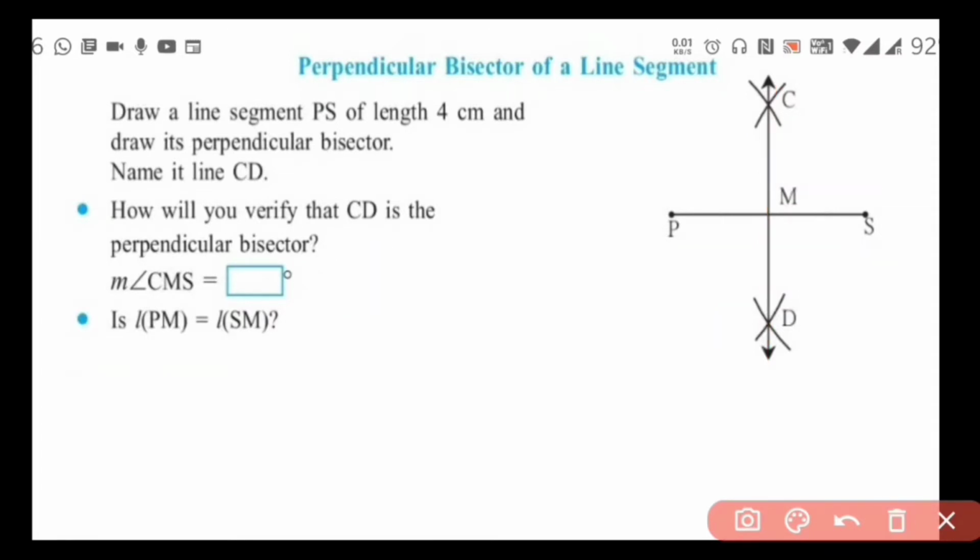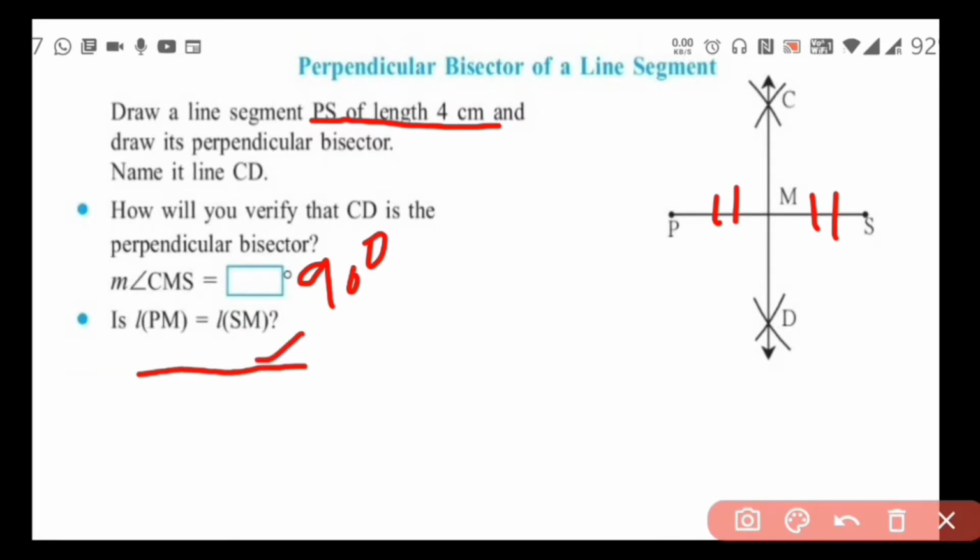Okay. Now next, we have to see whether length PM is equal to length SM or not. CMS is 90 degree. And then we have to measure PM and SM. As PS is 4 cm, PM is 2 cm and SM is 2 cm. So PS is divided into two equal parts. So length PM and length SM are equal, and we get 90 degree angle here. So when the 90 degree angle is formed, it is called perpendicular, and when the segment gets divided into two equal parts, it is called bisector.